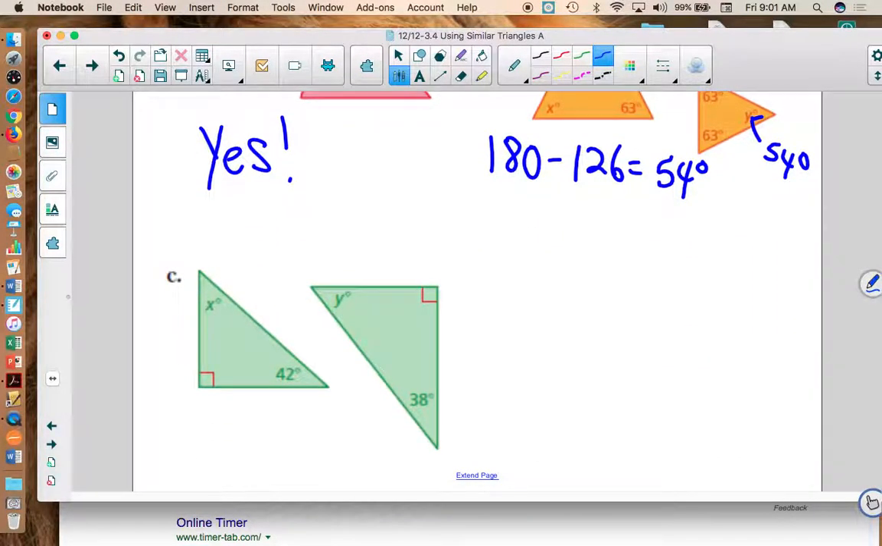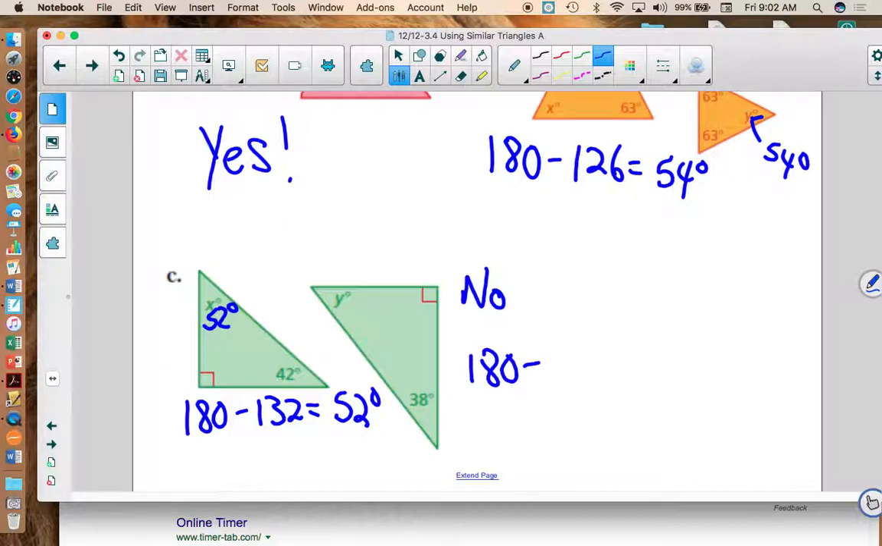Tell me about C. Are they similar? What do you think, Miss Olivia? No, because if you subtract them from 180, it gets different. Okay. So this one here, I've got 180 minus 132. Am I right? Yeah. And what do you get when you do the subtraction there? 52 degrees. So that would say this one's 52. And over here I've got 180 minus what? 128. And when I do the math, I get what?